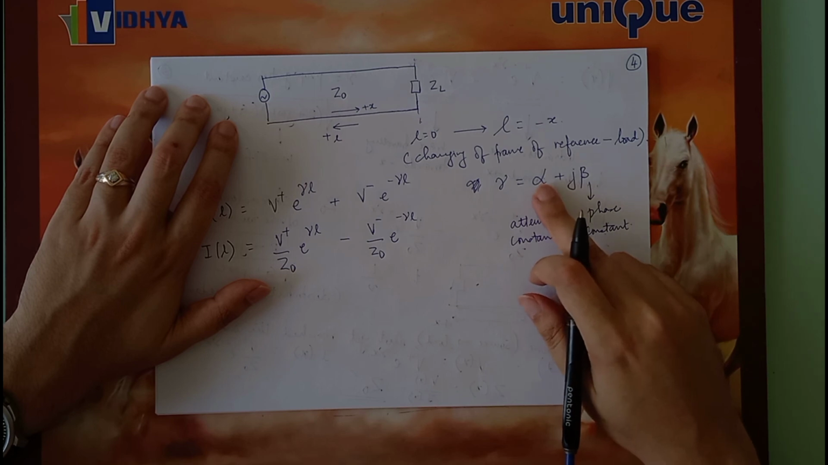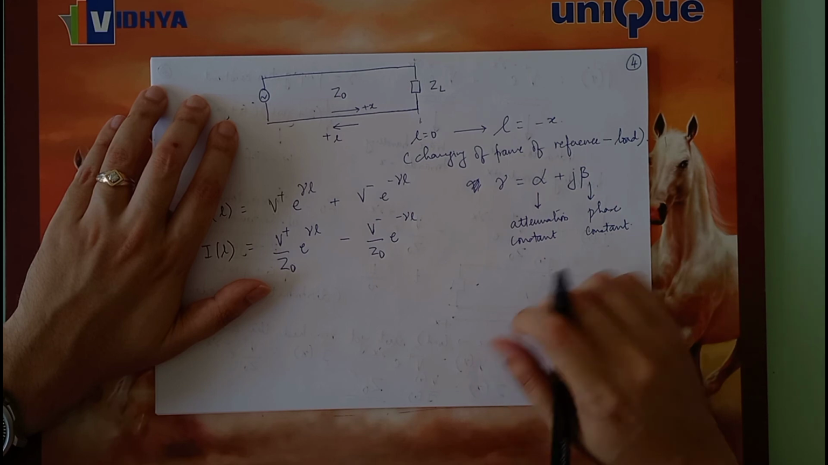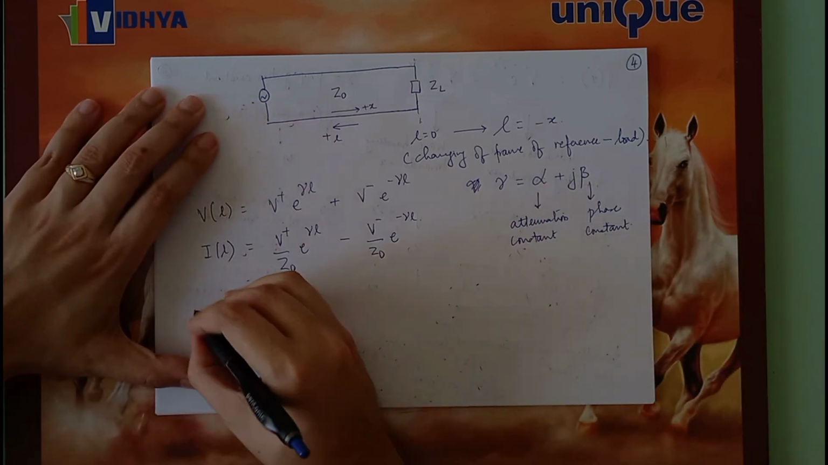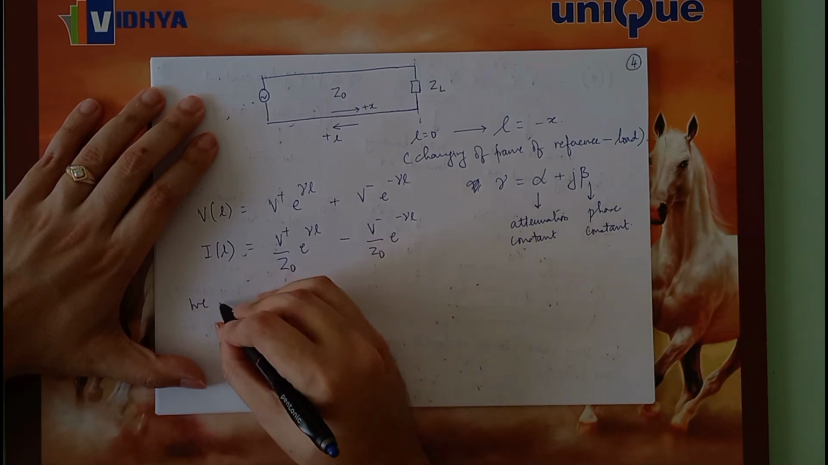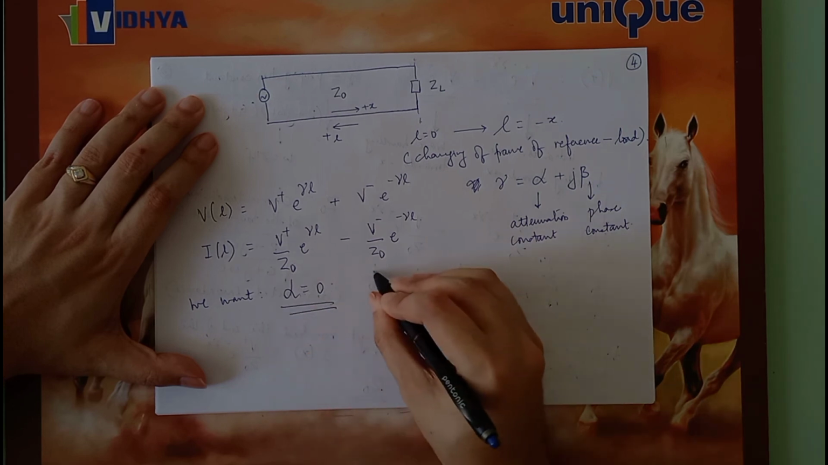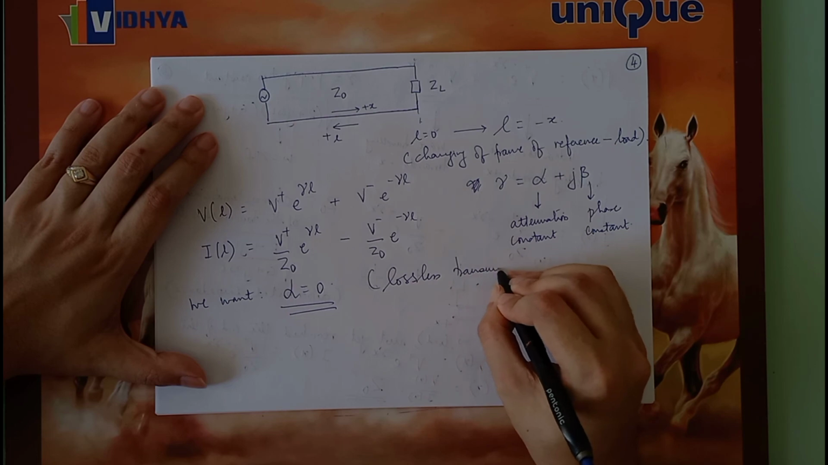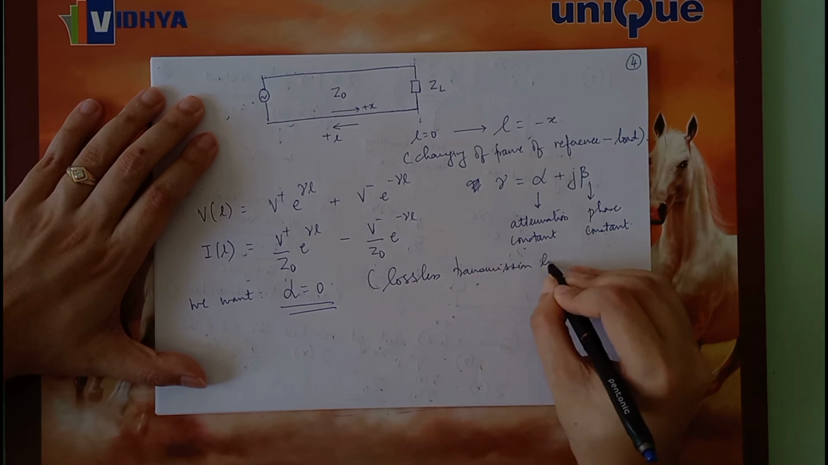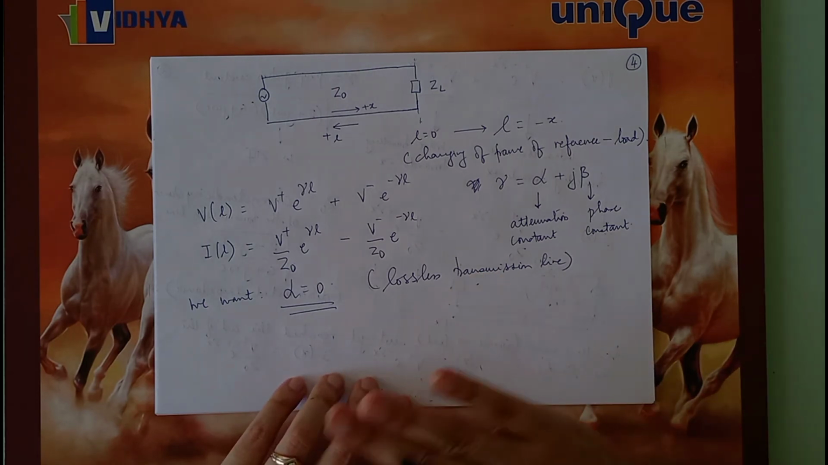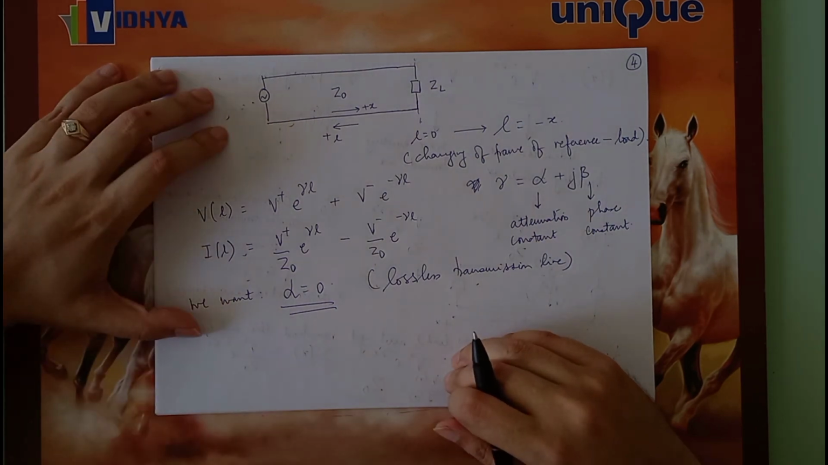So if the line has some resistance or conductance, then alpha essentially becomes significant. But what do we want? We want that our line should be lossless. That means alpha should be 0. This is called a lossless transmission line. And this is the assumption that we are going to use for most of our work in this course, unless mentioned otherwise.